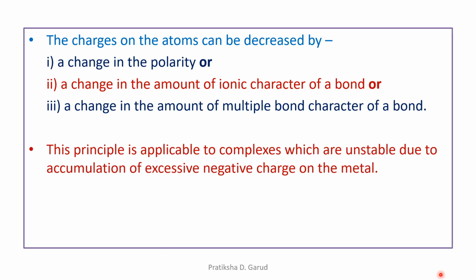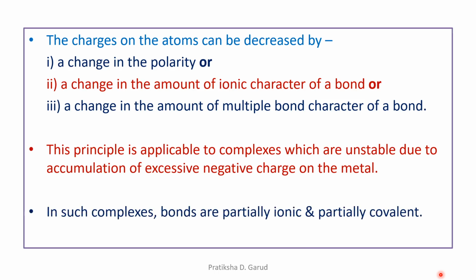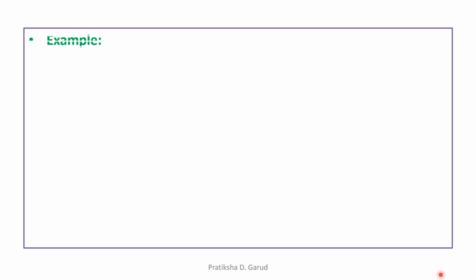This principle is applicable to complexes which are unstable due to accumulation of excessive negative charge on the metal. So that was a limitation of VBT. In such complexes, we can say that the bonds are partially ionic and partially covalent. So let's explain this by taking an example of [Fe(H2O)6]3+, the structure that we have seen in the first slide only.